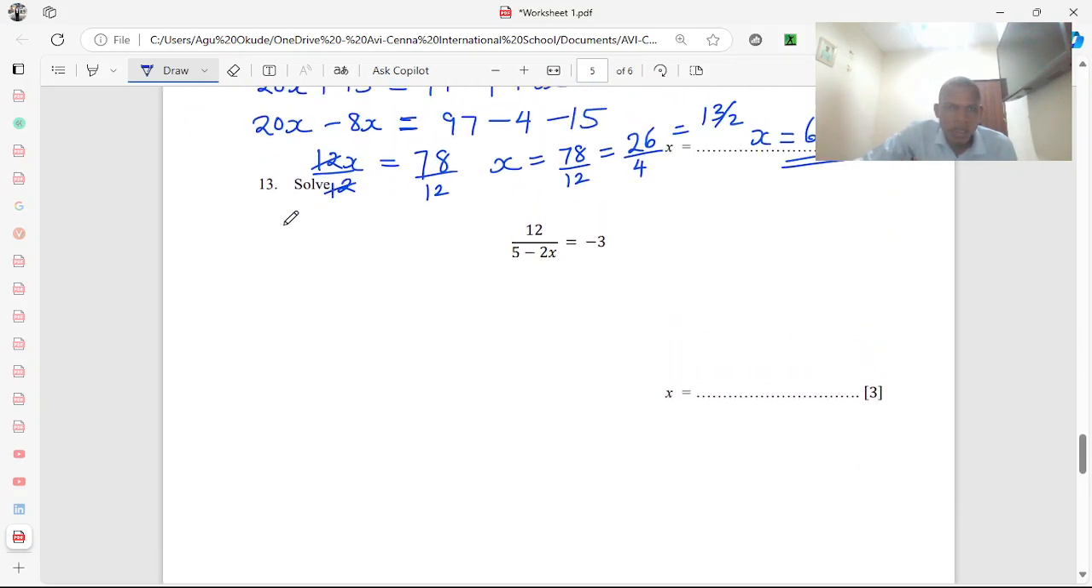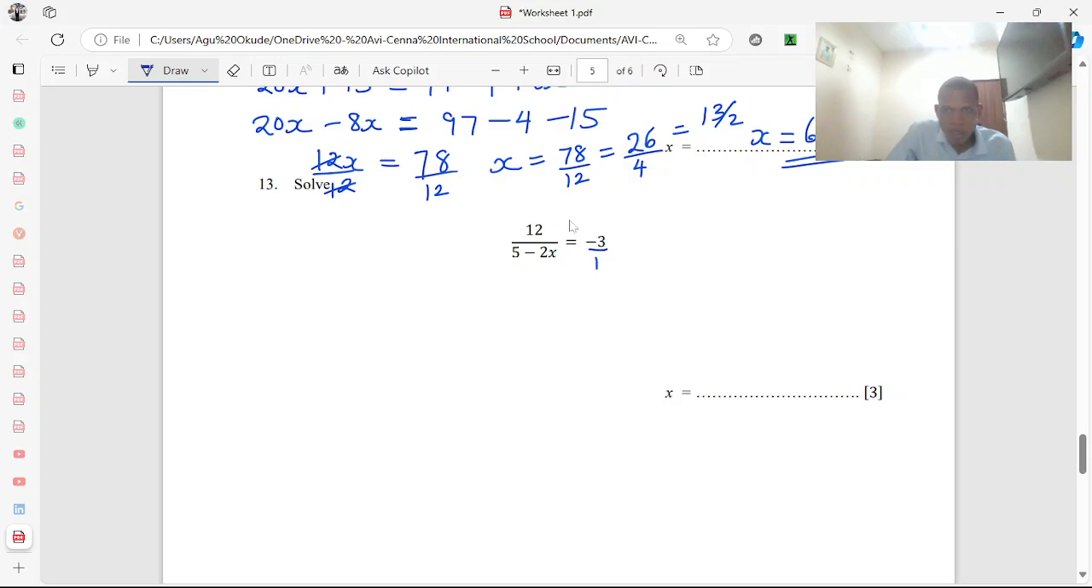All right. Now for number 13, we are given this other equation. We're asked to solve. Solving means find what x stands for, because x stands for a number. So let's find what x stands for. Now I can put over 1 here.